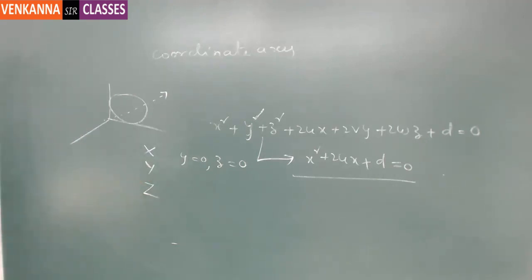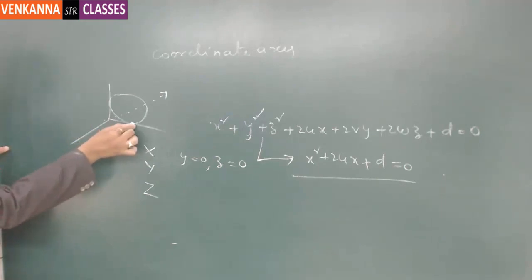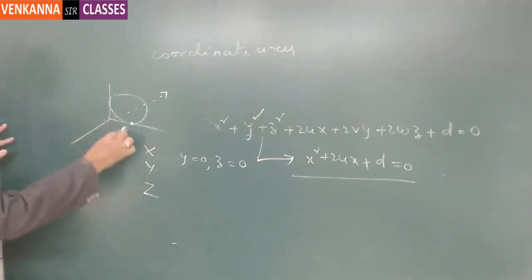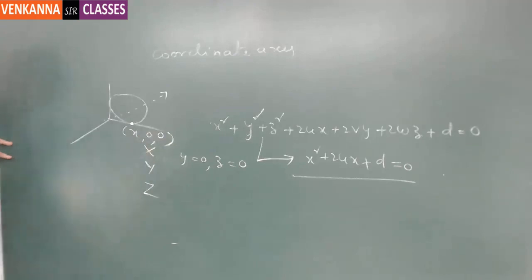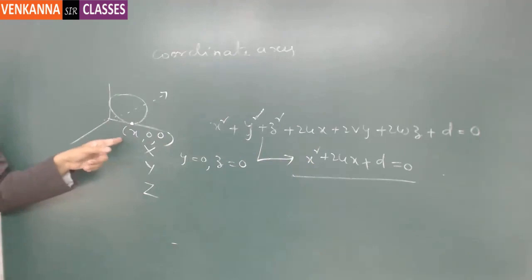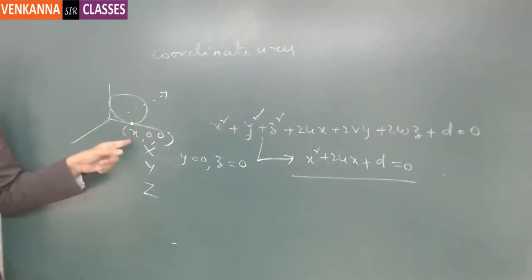Please understand that if the sphere touches the axis, you will get exactly one point common to the sphere and the line. Accepted? We will get exactly 1 point common to the sphere and the line. So here any point on the x-axis will be of the form x0, 0, 0. So if you solve this equation, you will get the x coordinate. Agreed?